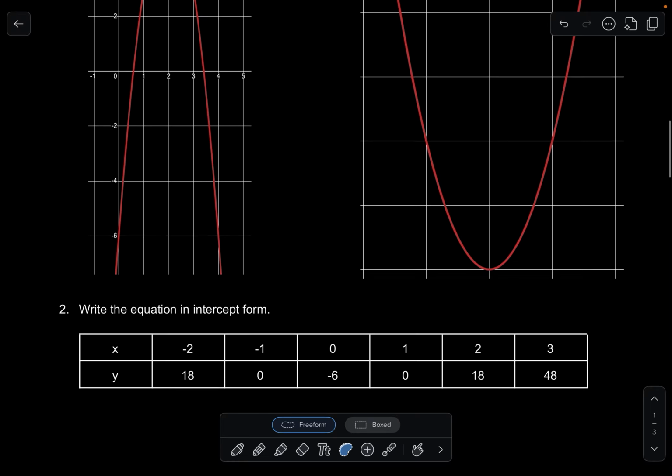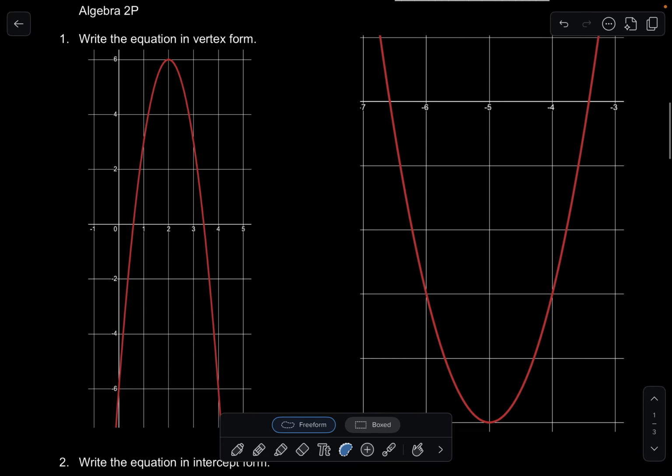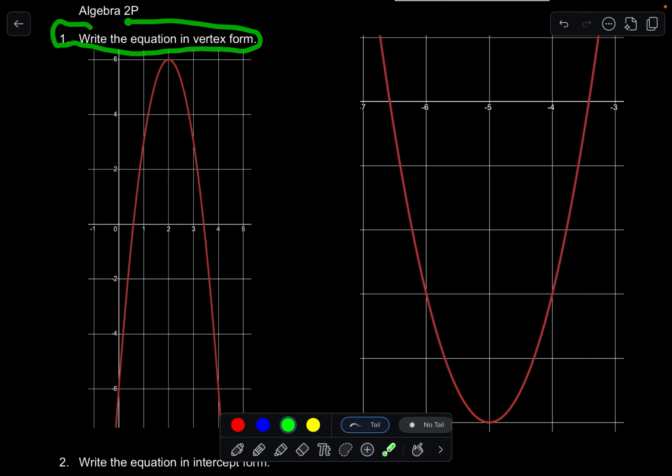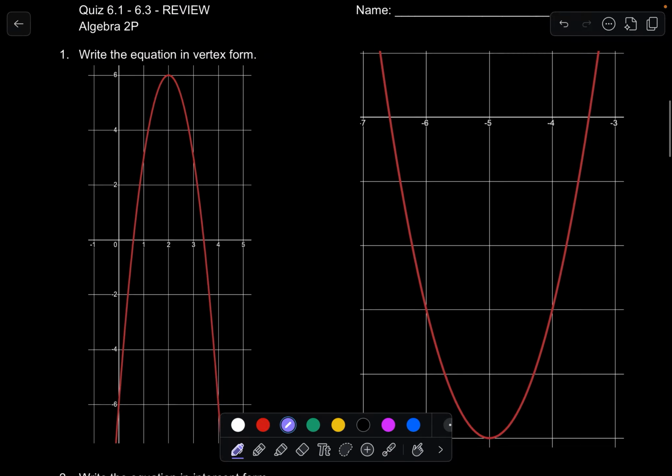All right, but when you see question 1, it will be a question very similar to this, except you only have one of these two. I doubled it just to give you a couple examples, all right? So the first one is write the equation in vertex form. So vertex form, you have to know this because I'm not going to have it up on the board.